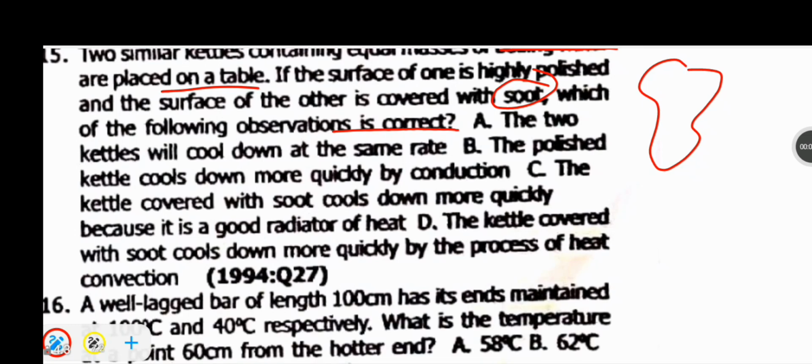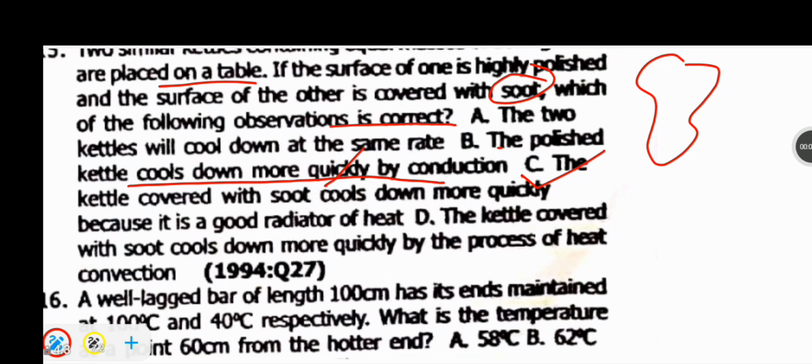The two kettles will cool down at the same rate, so it cannot be A. That's wrong. The polished kettle cools down more quickly. That's also wrong. The kettle covered with soot cools down more quickly because it's a good radiator of heat. So that's option C. The kettle covered with soot cools down more quickly by the process of convection. That's wrong. The only way is by the process of radiation. So the kettle covered with soot cools down faster because it's a good radiator of heat. So the answer is option C. Take note of that.